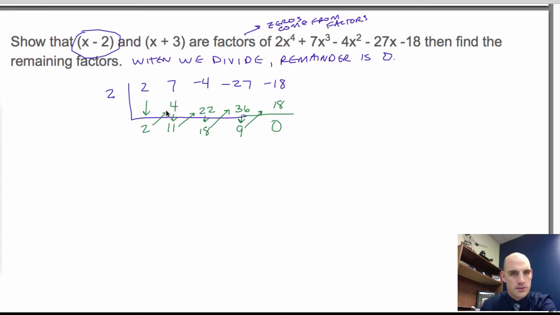Multiply 2 times 2 to get 4. 7 plus 4 is 11. 2 times 11 would be 22. 22 plus negative 4 would be 18. Then I multiply 2 times 18 to get 36. Negative 27 plus 36 would be 9. And then I multiply 2 times 9 to get 18. Add vertically, multiply diagonally. Well, this is my remainder.